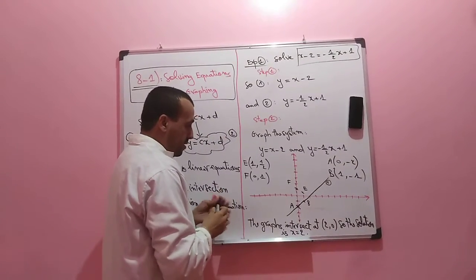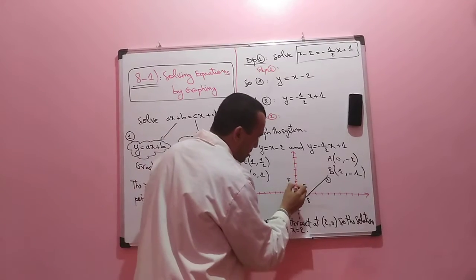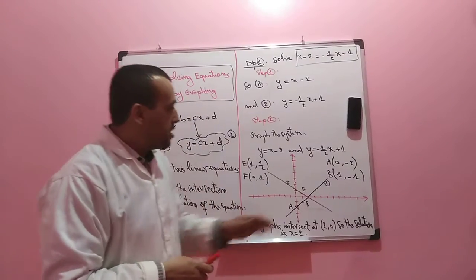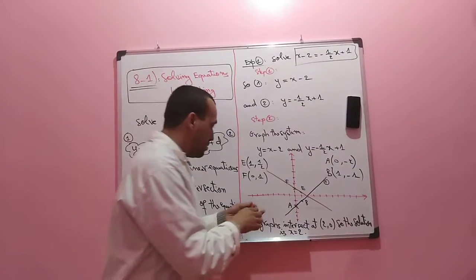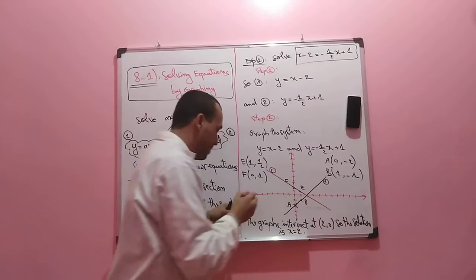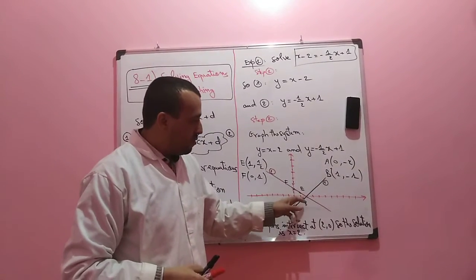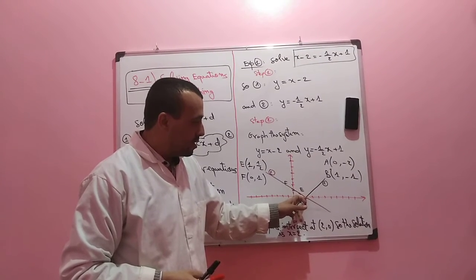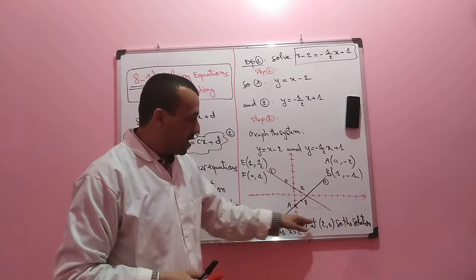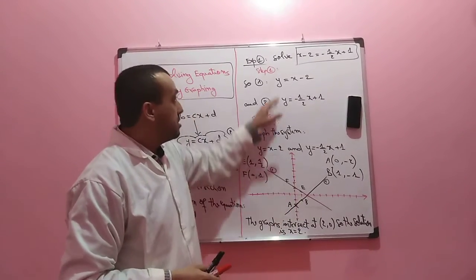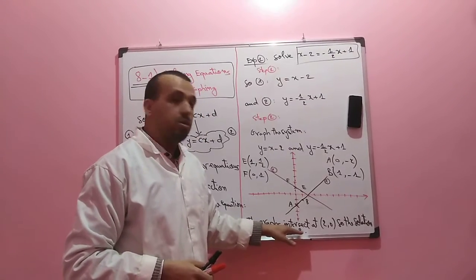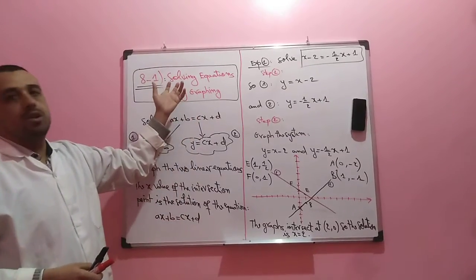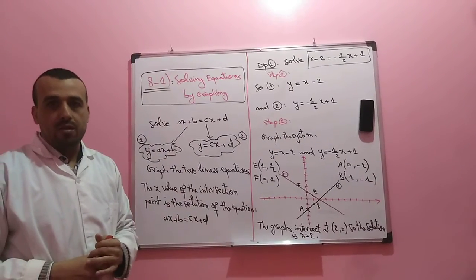Now the second line is this. Look, using the intersection of line number 1 and line number 2, we remark that the intersection point is 2, 0. So the graph intersects at 2, 0, and the solution of this equation is x equals 2. This is how we can solve an equation by using graphs.